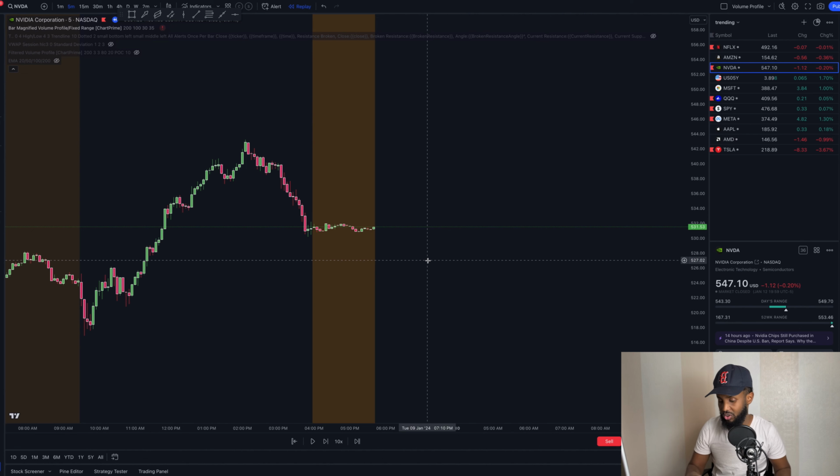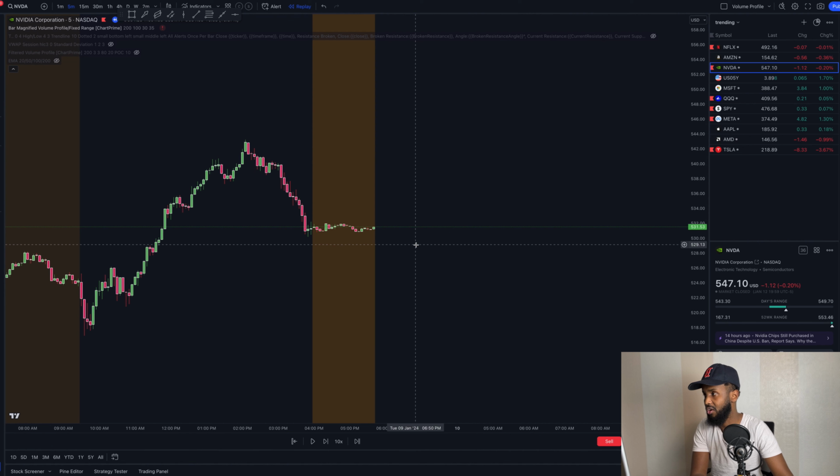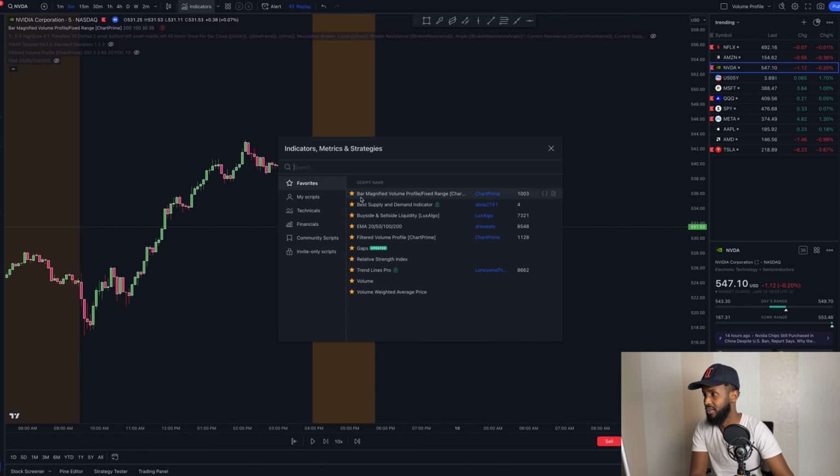Alrighty guys, so we are currently on TradingView. I went over this indicator in a previous video, but you guys asked for me to go over it again, so let's get on it. So this indicator is this one right here. It's called Bar Magnified Volume Profile. It's by this creator, Chart Prime, and it is a volume profile indicator. So it gives us the highest volume areas by price level for any given stock.